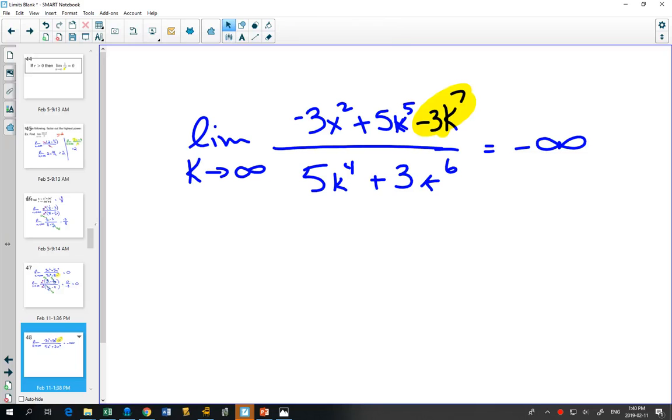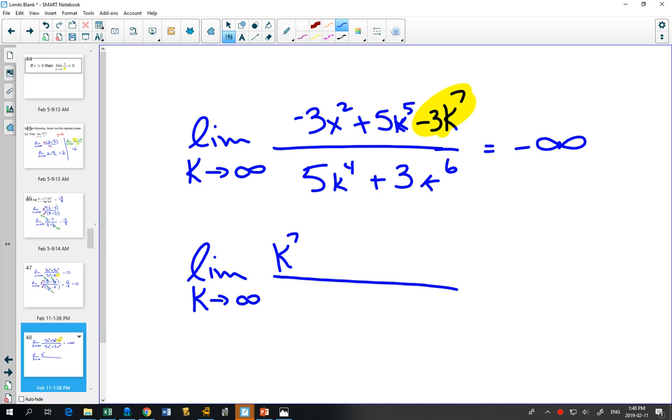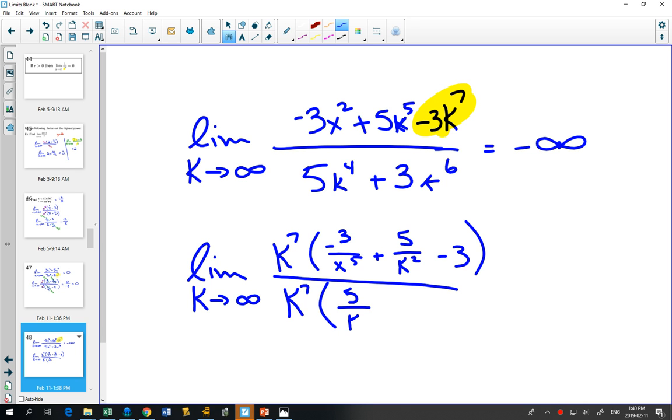We can show this as well. Limit as k goes to infinity, I could factor out my k to the 7, leaving me with negative 3 over k to the 5 plus 5 over k squared, minus 3 over 5 over k cubed plus 3 over k.